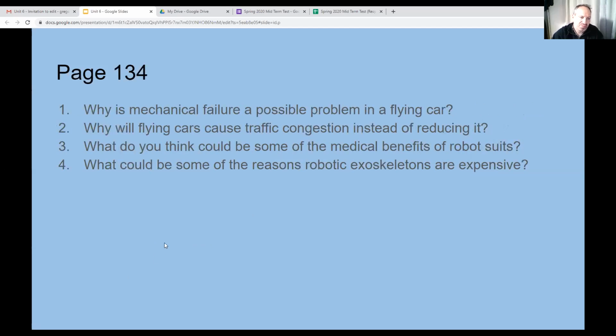Right, so on page 134 in the textbook, there are some questions. I'll give you a minute to think about these. So firstly, why is mechanical failure a possible problem in a flying car? Number 2, why will flying cars cause traffic congestion instead of reducing it? Number 3, what do you think could be some of the medical benefits of robot suits? And number 4, what could be some of the reasons robotic exoskeletons are expensive?